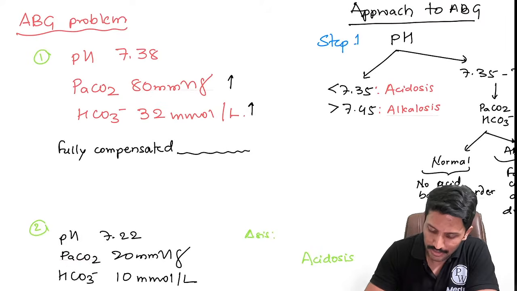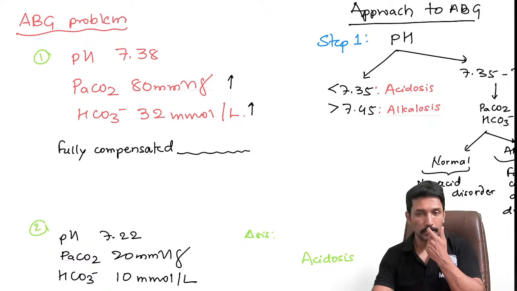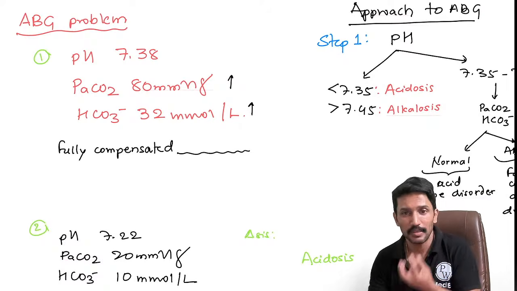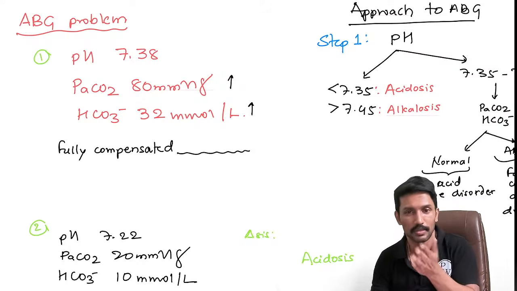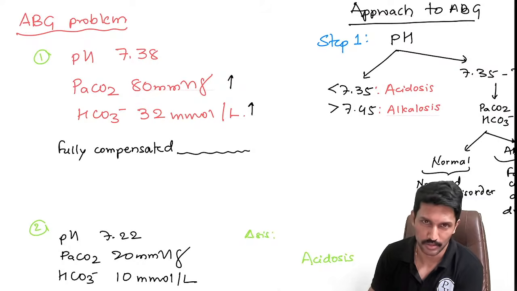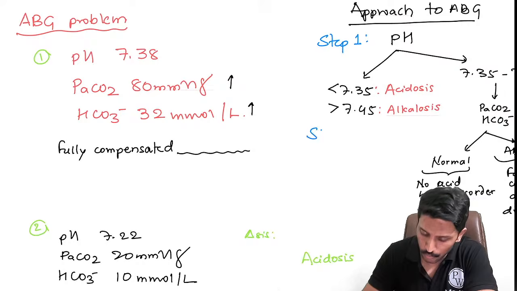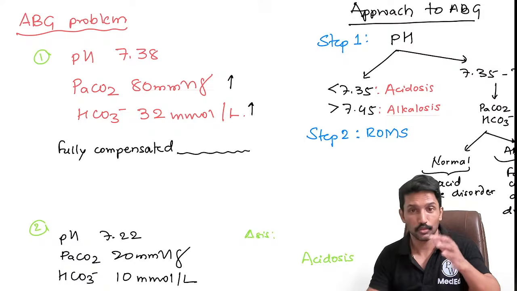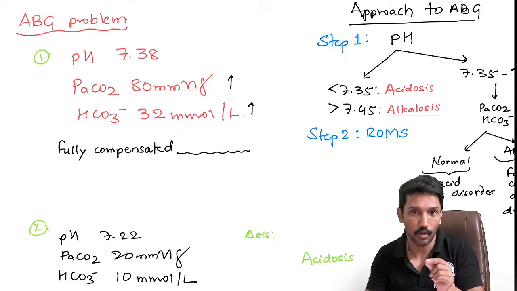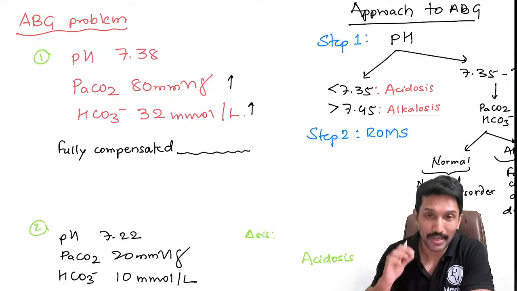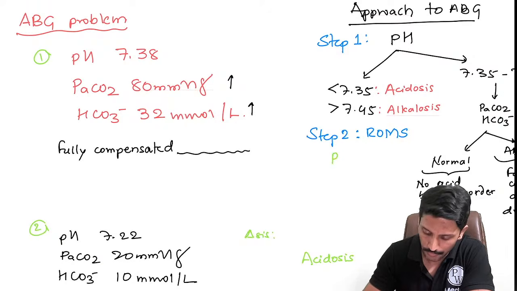Look at the pH and decide whether there is acidosis or alkalosis, and if pH appears normal, decide whether it is fully normal or there is a compensated acidosis or alkalosis. Once that is done, step 2 is to follow ROME criteria to decide whether the acidosis or alkalosis that we are getting is respiratory or metabolic. So what we do here is we assign a direction to the pH and PaCO2.